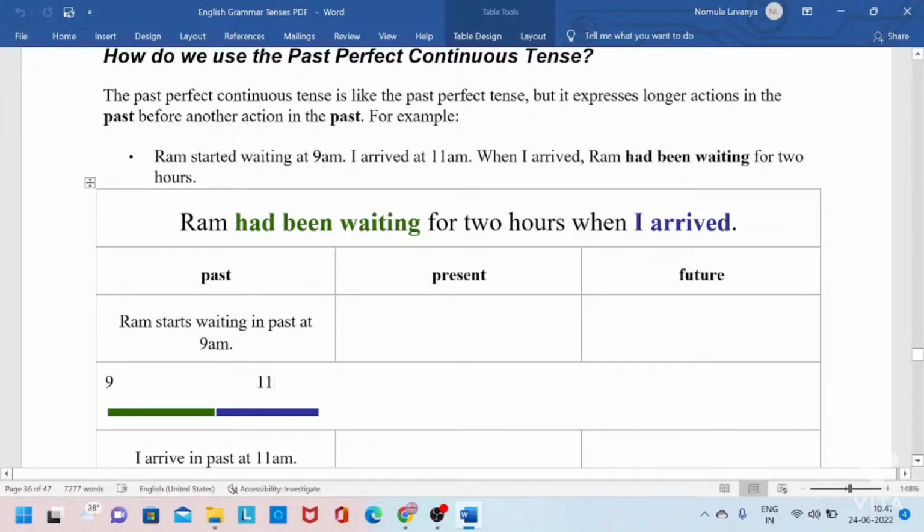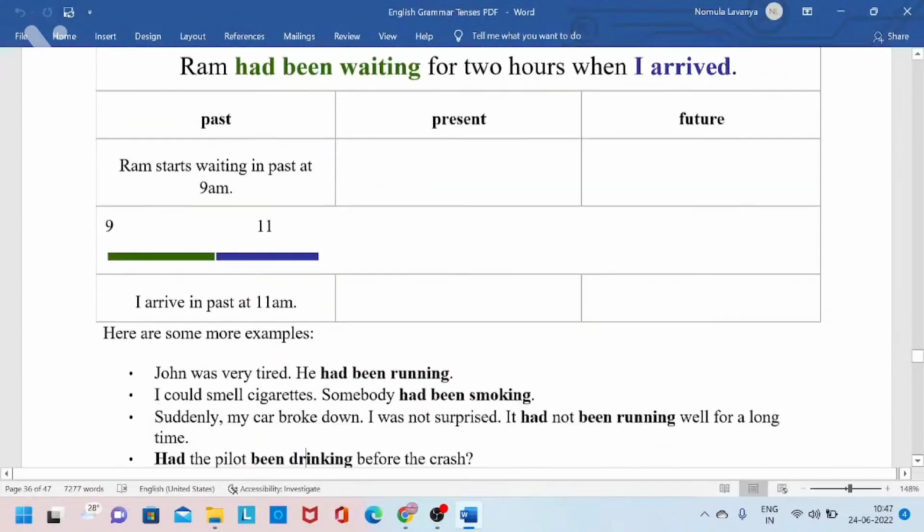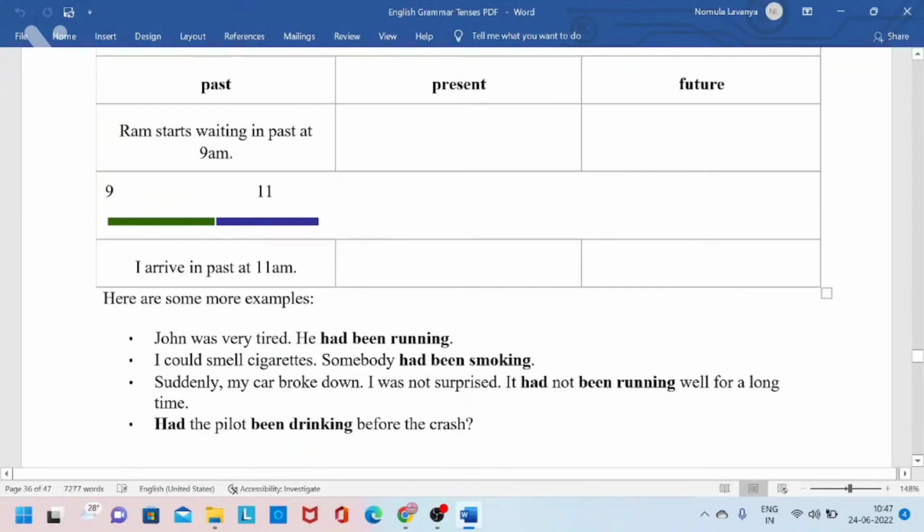So see, Ram started waiting at 9 a.m. This is all done before, it's in the past. I arrived at 11 a.m. When I arrived, Ram had been waiting for 2 hours. So Ram had been waiting for 2 hours when I arrived. This action is happening in the past, not now. Ram started waiting in the past at 9 a.m., and I arrived in the past at 11 a.m. So this is all done in the past.